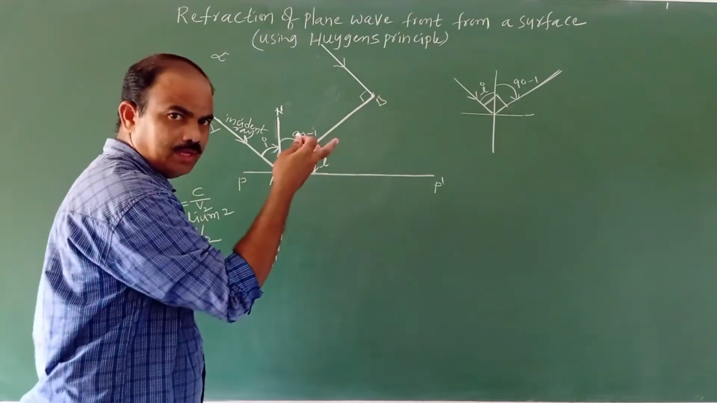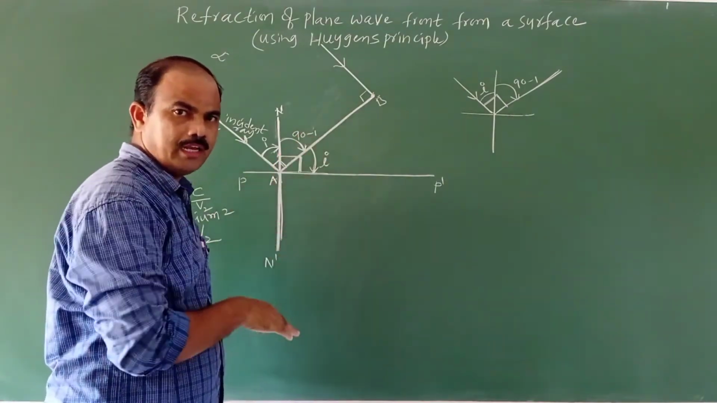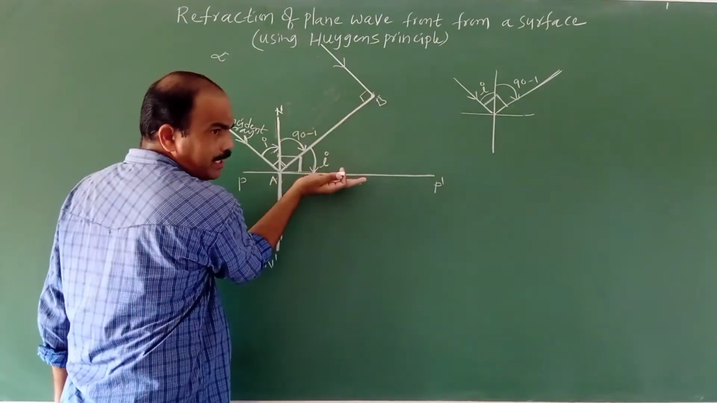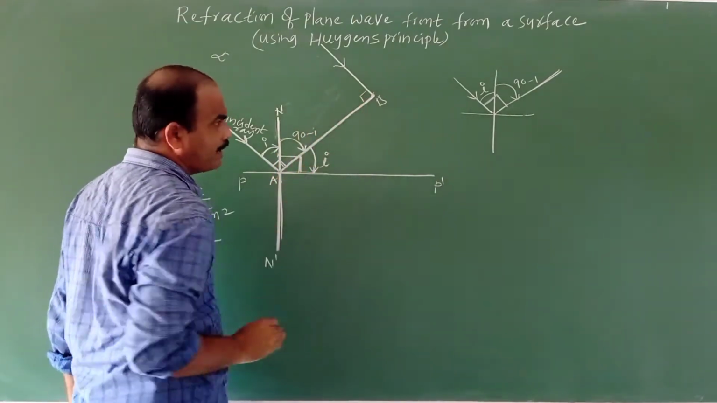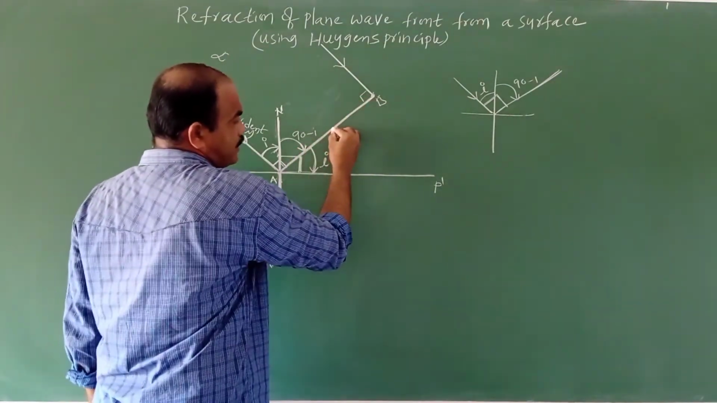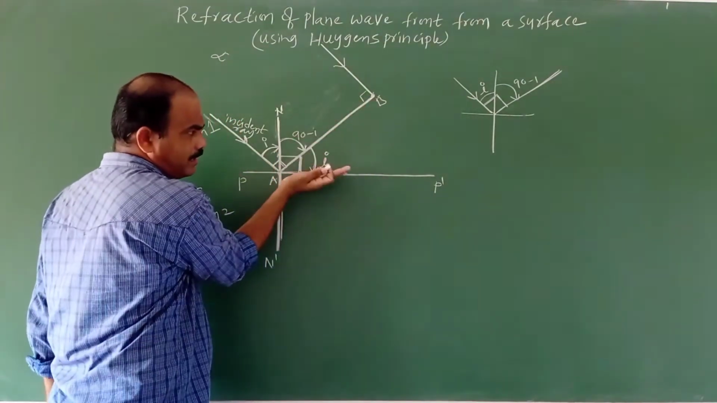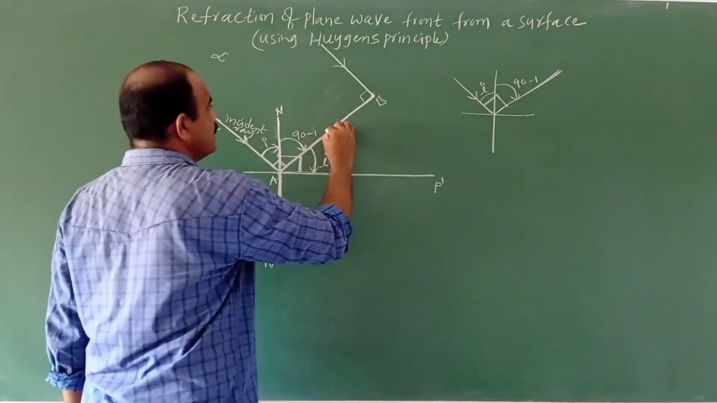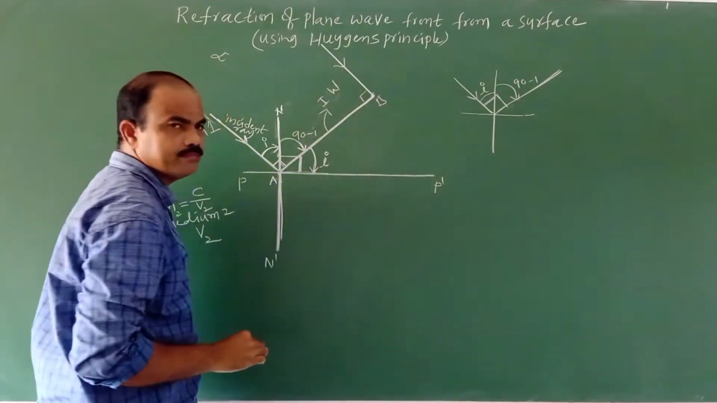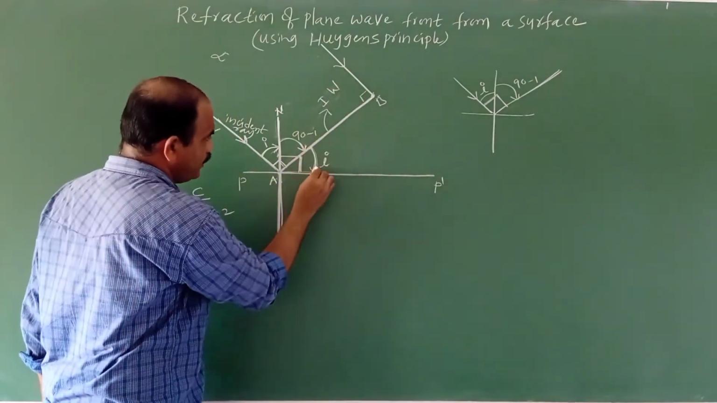Here in case of the wavefront, what is the angle of incidence? The angle of incidence is nothing but the angle between the wavefront and the surface. Okay, so you know that this is the incident wavefront, and it is incident with how much angle? I. So this is the incident wavefront, incident with angle I.